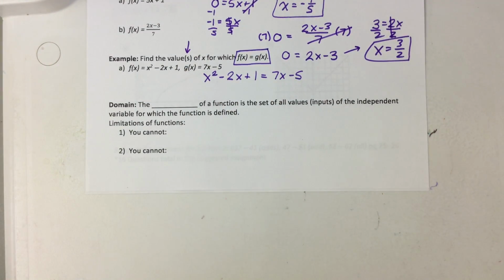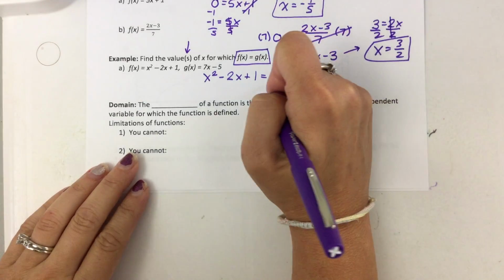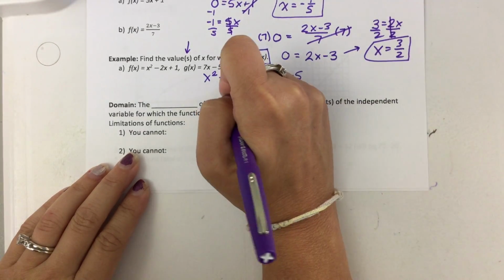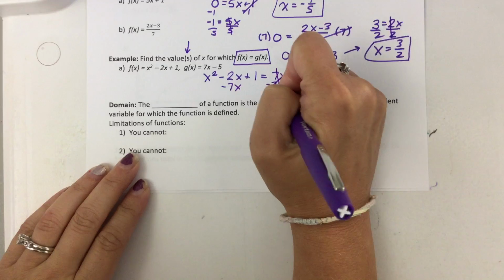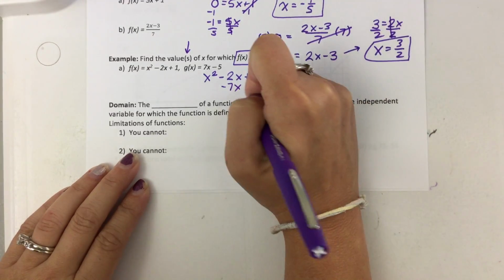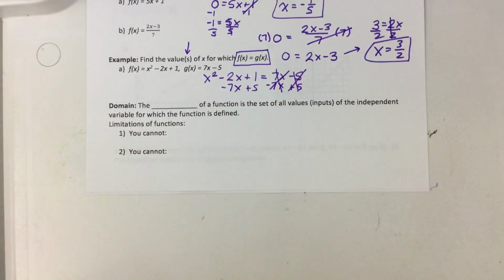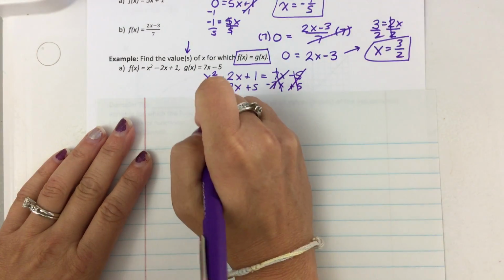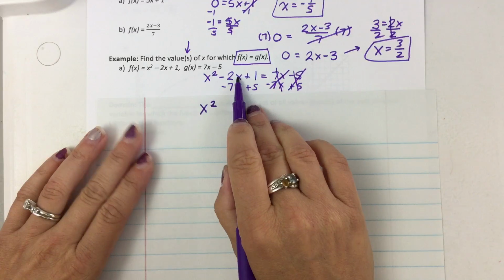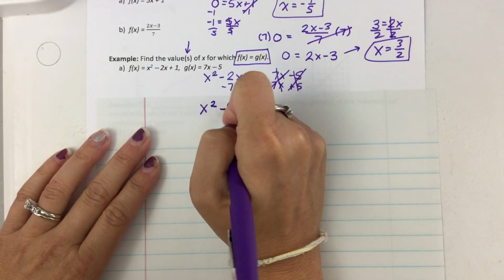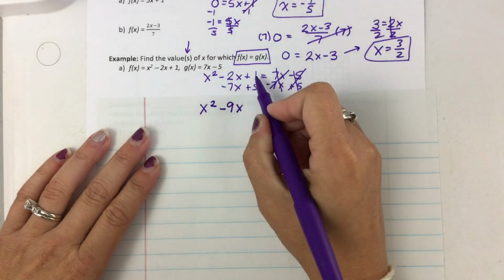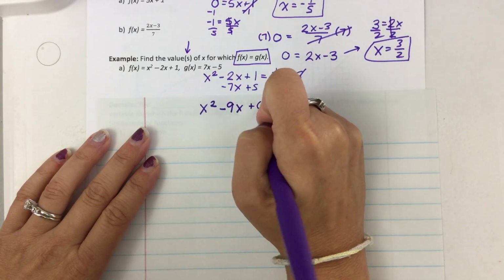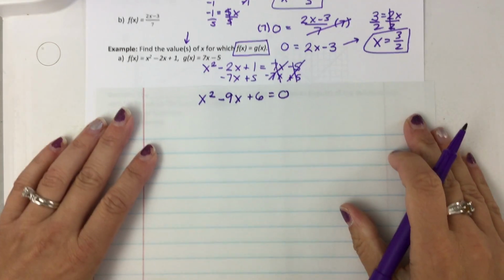In order to do that, we need to first set it equal to 0. So I'm going to minus 7x. Remember to line up your like terms. Add 5 to each side. So what I have, I'm just going to go to a separate sheet of paper because I write big. I have x squared, negative 2x when I minus the 7x. Now I have a negative 9x. 1 plus 5 is 6 equals 0.